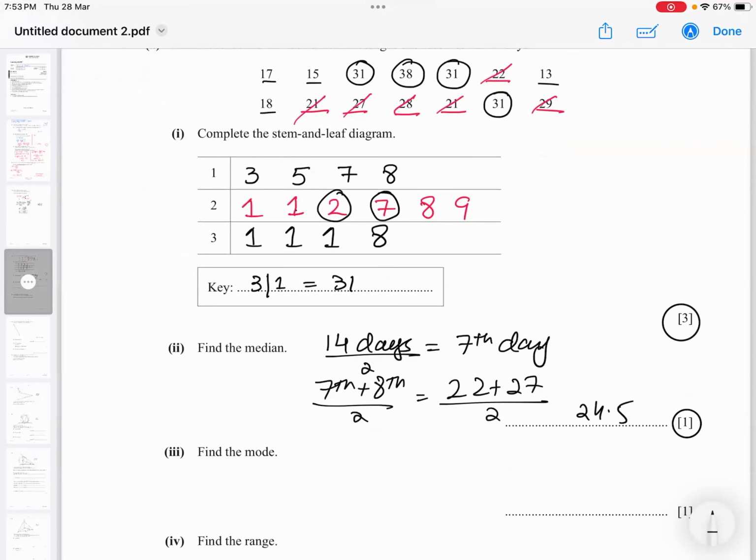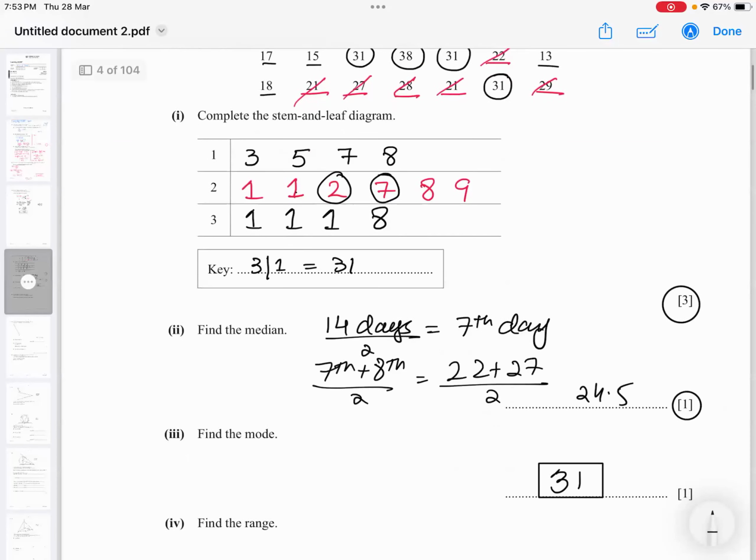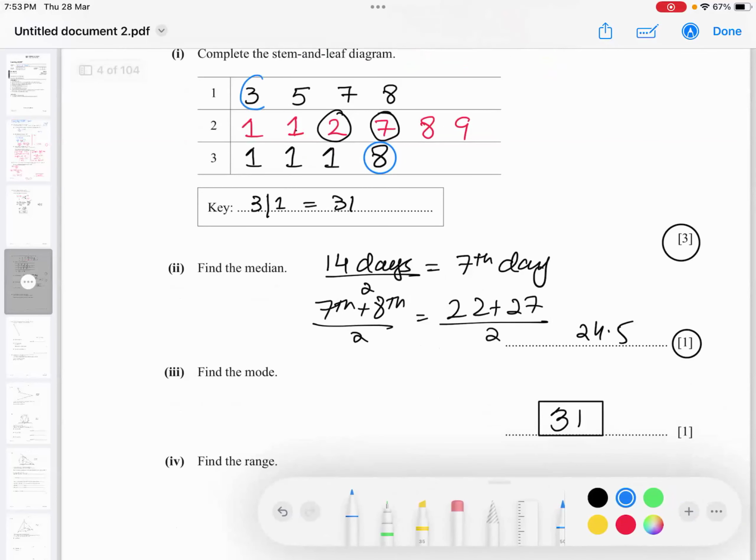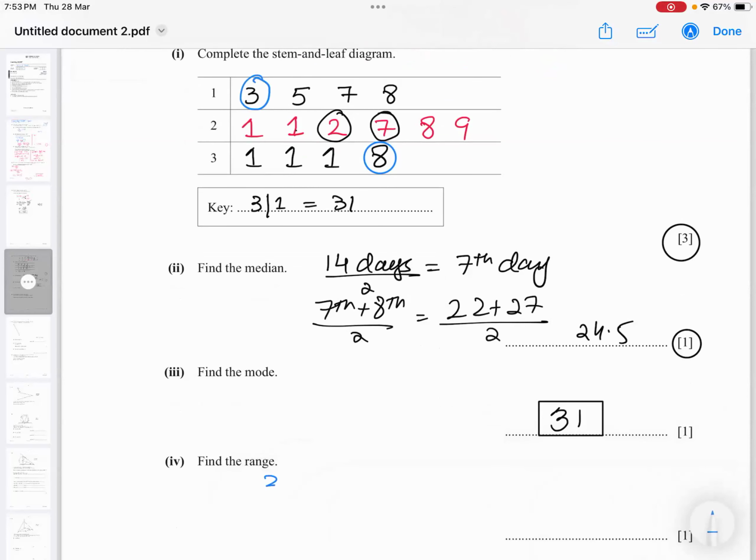Say the examiner is asking the mode. 31 is the mode. 31 repeated 3 times. Yes or no? Now the examiner is asking the range. Range is highest value minus lowest value. So don't write 8 minus 3, right? 38 minus 13. So 38 minus 13 is how much? It's 25. 25 is the range. Right, Zainab?